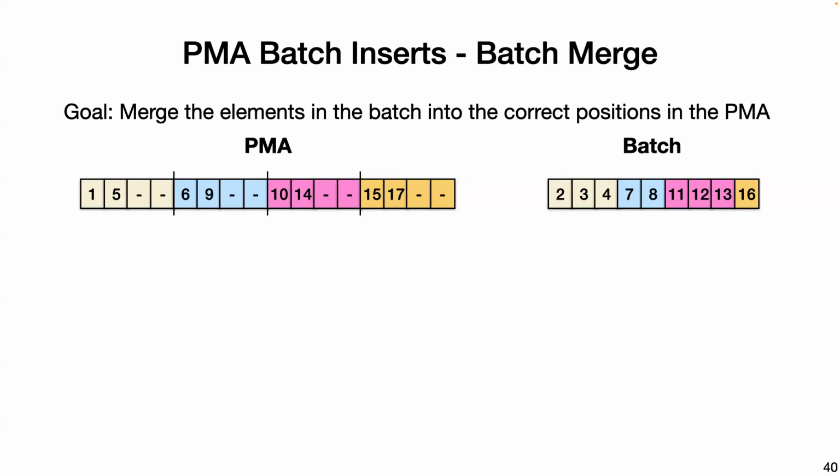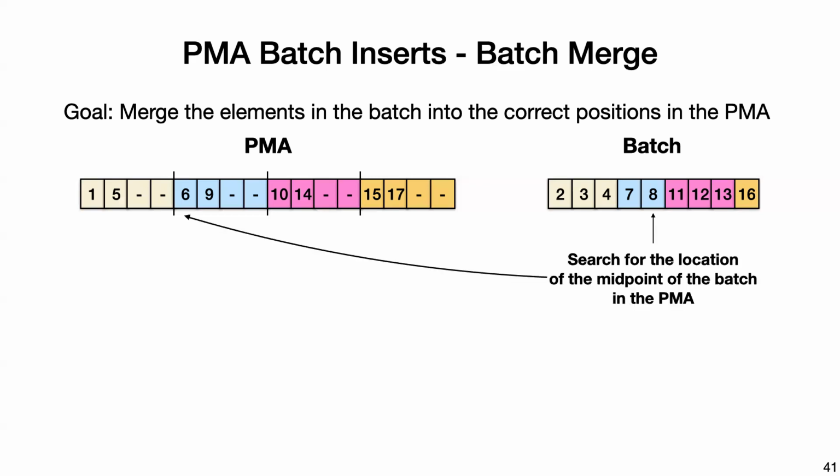So, okay, the first step is, this is kind of like tree union, or the high level structure of this looks a little bit like the tree union that we just saw, but of course now it's different because you have arrays. And so you can think of this as tree 1 and tree 2 in some sense. So the first step is you pick the midpoint of the batch. So this is like the expose step in the tree. And you search for the location of this midpoint in the PMA. So the midpoint in the batch is 8 in this example, and you search for where 8 is going to go. So in some sense, this is like split. You split the PMA based on the midpoint that you picked in the batch.